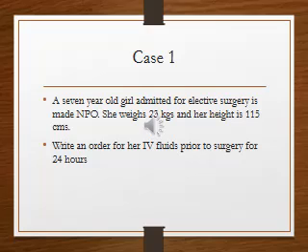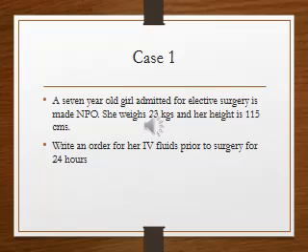The first example is a 7-year-old girl who is admitted for elective surgery. She's not dehydrated, so she is just kept nil orally. Her weight is 23 kilograms. Can you write an IV fluid order for her prior to her surgery? By the looks of it, she's going to be nil by mouth for 24 hours.